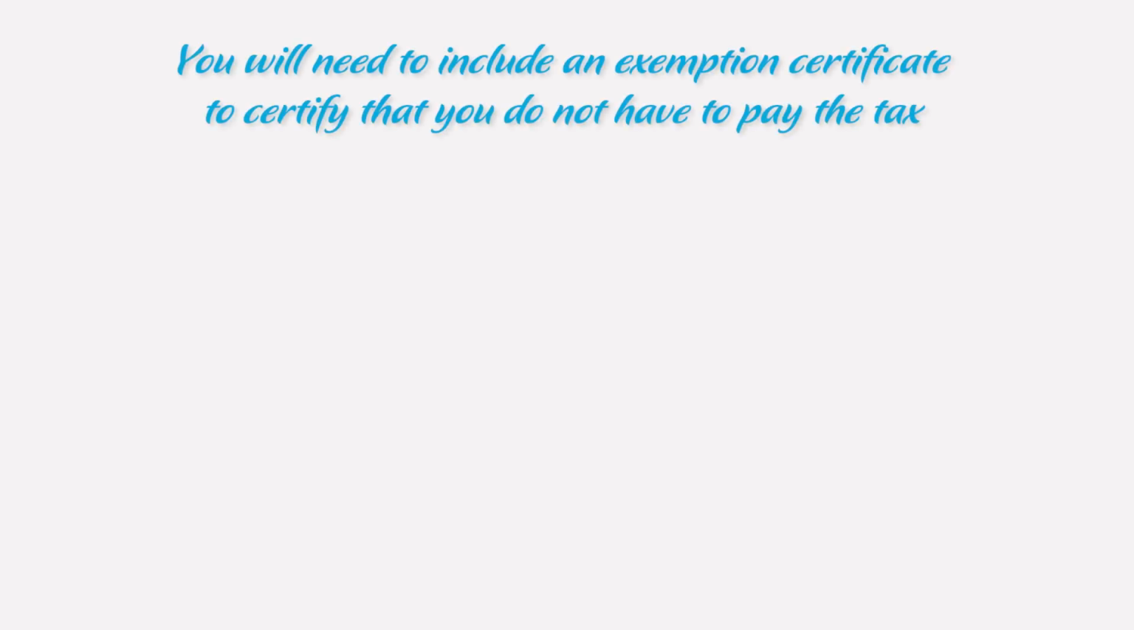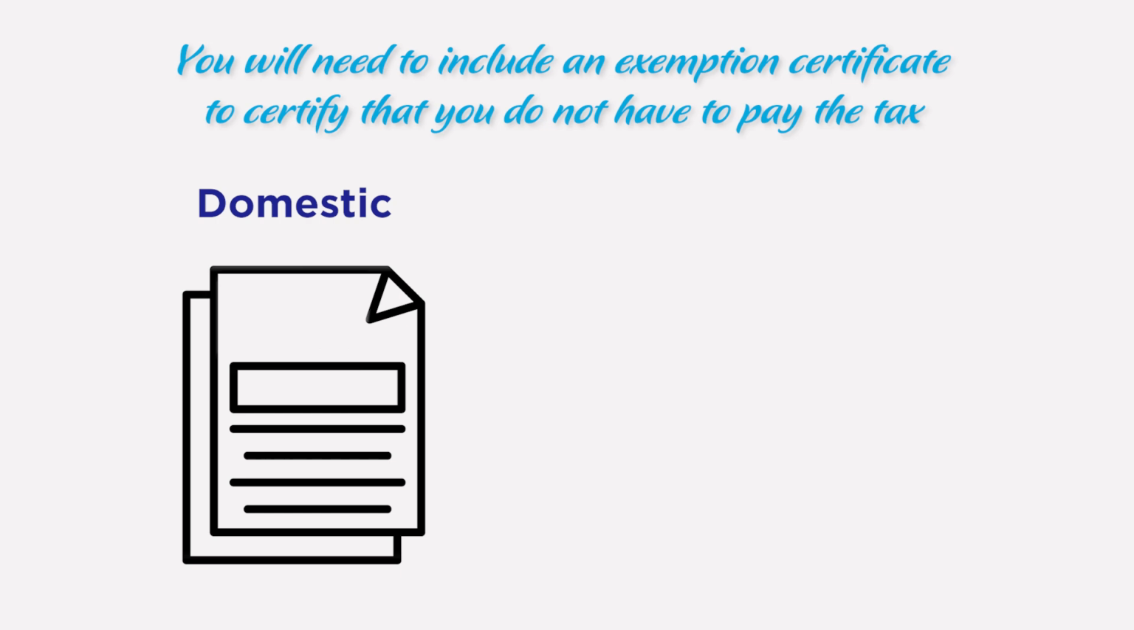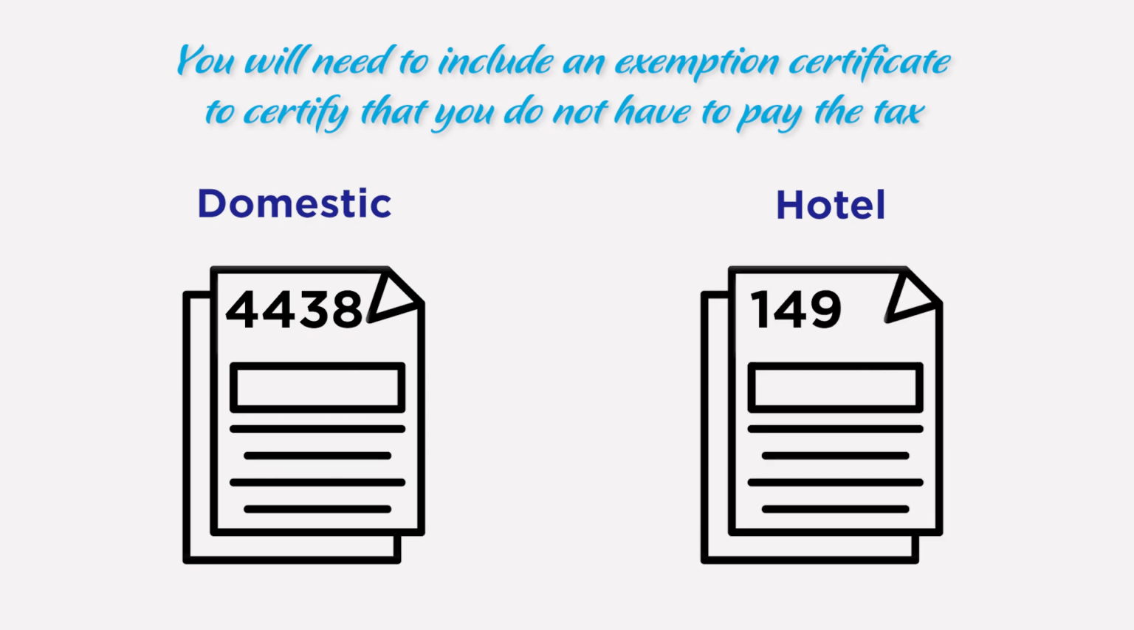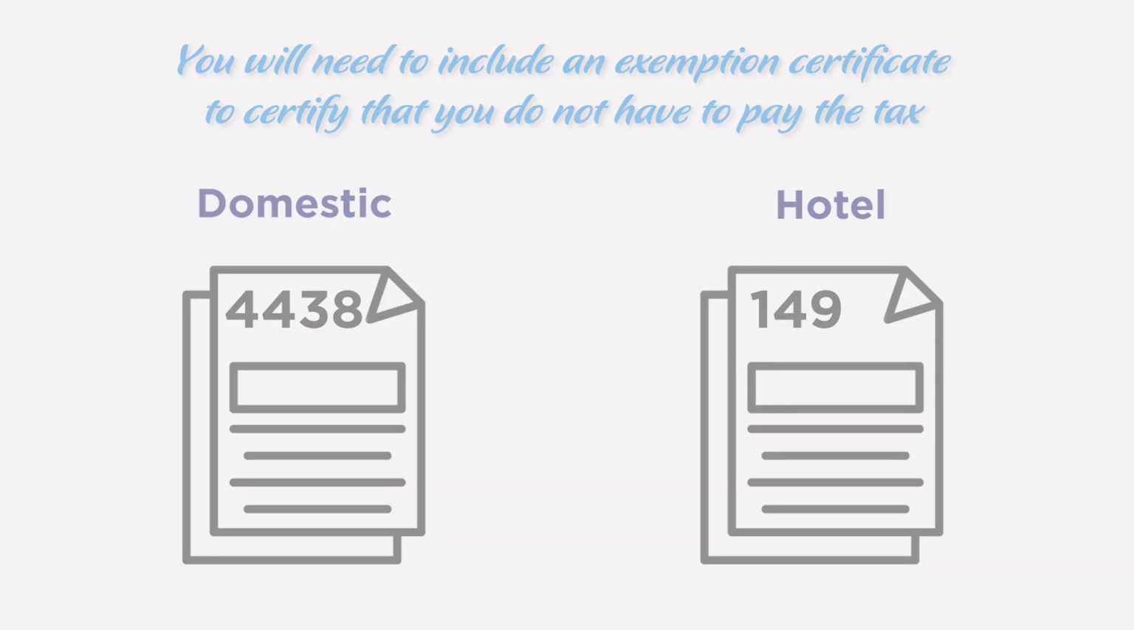You will need to include an exemption certificate to certify that you do not have to pay the tax. Domestic utility claims have their own special exemption form 4438, which is available in the Forms and Manuals section. Hotels will utilize Form 149, also available in the Forms and Manuals section.